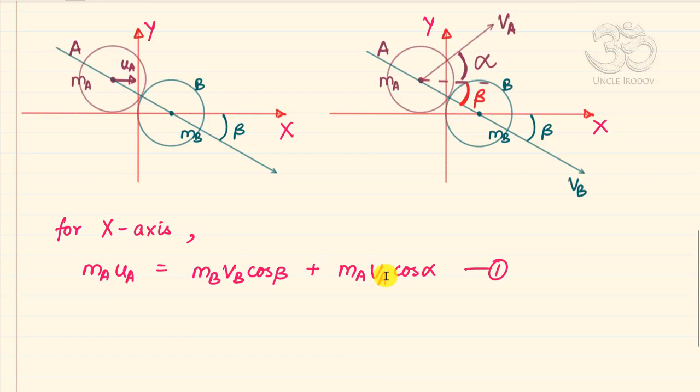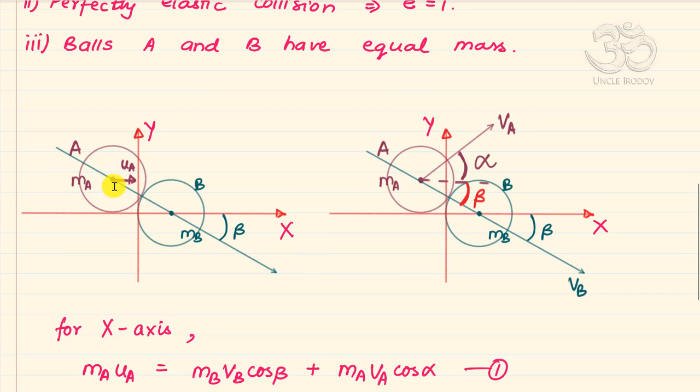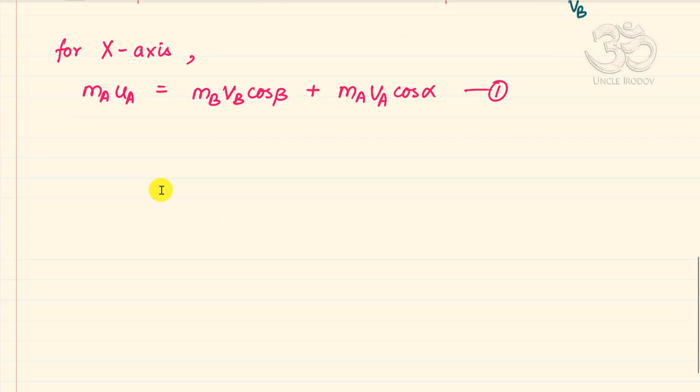And for the y-axis, initially there was no momentum along the y-axis for the system of two balls. So finally also there should be no momentum along the y-axis. So the momentum of A along plus y-axis should exactly be equal to the momentum of B along the negative y-axis. The two momenta must be equal and opposite. So I have MA VA sine alpha along the plus y is equal to MB VB sine beta along the negative y.